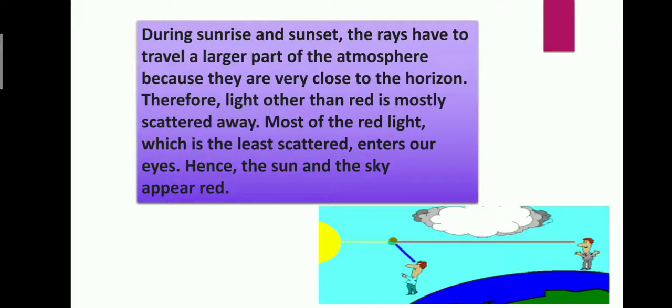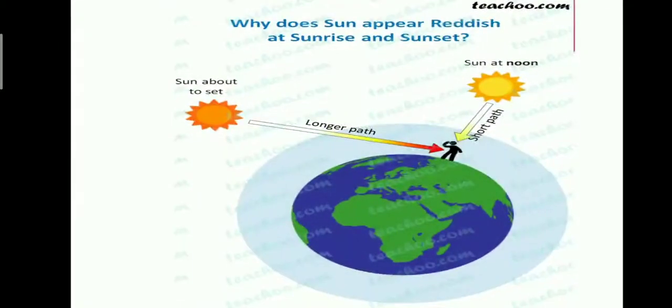Okay, so next, you can see clearly from this also why the sun appears reddish at sunrise and sunset. When the sun is about to set, it will travel a longer path, and the sun at noon will travel a short path. So the path is also playing a role here. The larger the path, the larger the wavelength that will be carried. The shorter the path, shorter wavelengths like blue and indigo can easily be seen.